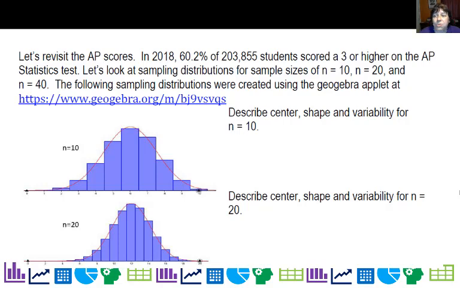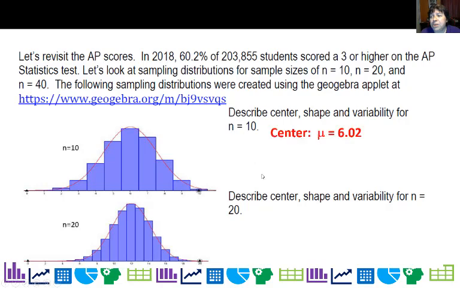And if you go to this applet that I have here that's listed on your notes, GeoGebra has a beautiful little binomial distribution applet, and it shows you the shape and everything, very easy to use. So I went ahead and entered in n is 10, and the proportion in this case is 0.602 because it's 60.2%. And this is the distribution it created.